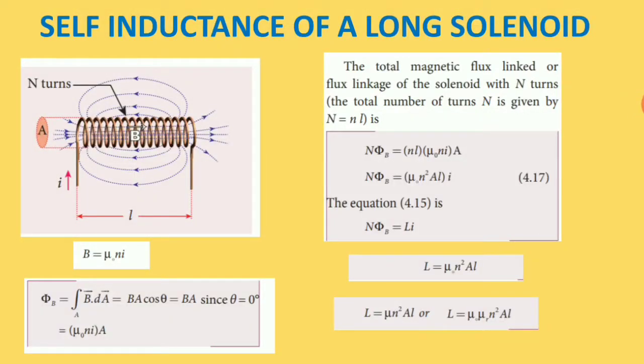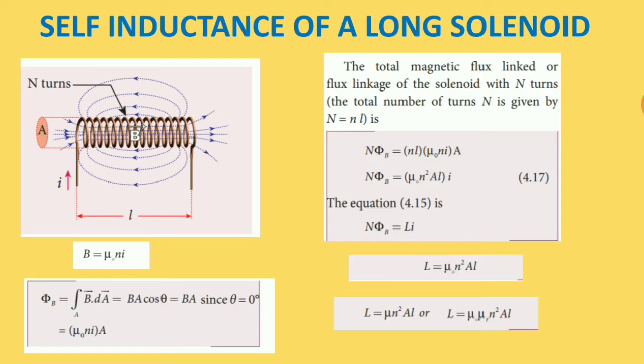Self-inductance of a long solenoid. A long solenoid of length L and cross-sectional area A. Let n be the number of turns per unit length. When the current I passes through the solenoid, a uniform magnetic field B is produced. So, the magnetic field B is equal to mu 0 n I.